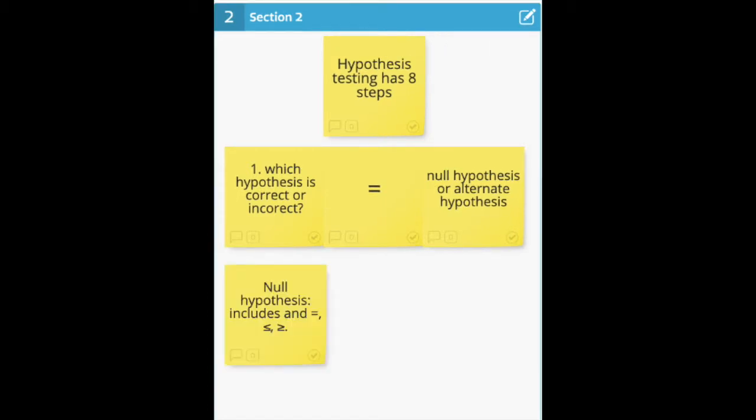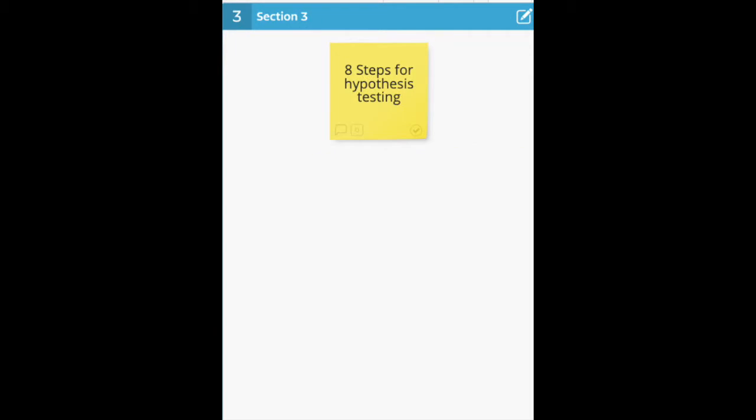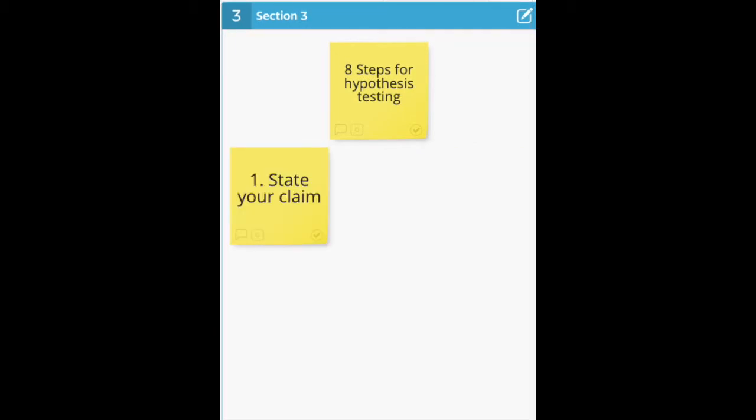A null hypothesis has an equal, less than or equal to, or more than or equal to sign. An alternative hypothesis has less than, more than, or an inequality sign. The 8 steps are as follows. Number 1, stating your claim. Write down the keywords that the problem is asking you for. For example, maybe the claim says that the average weight of third graders has decreased.